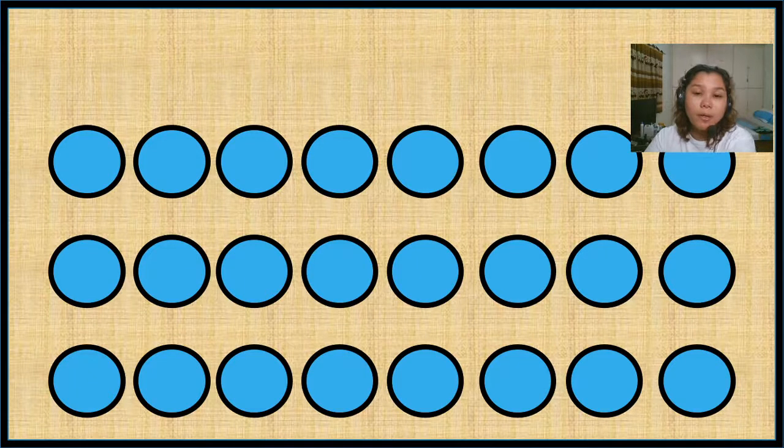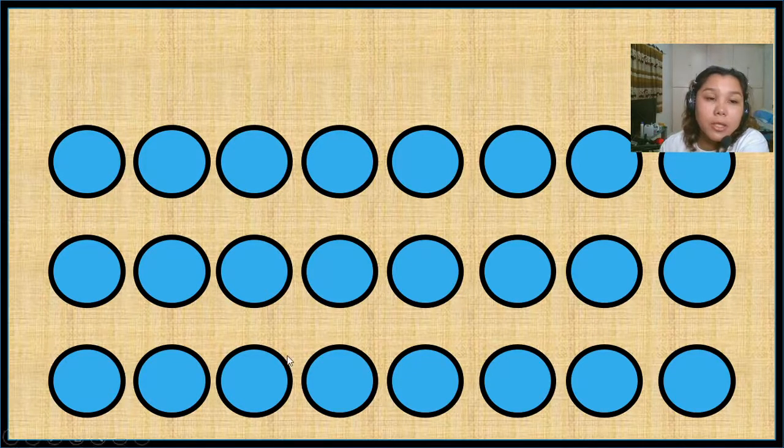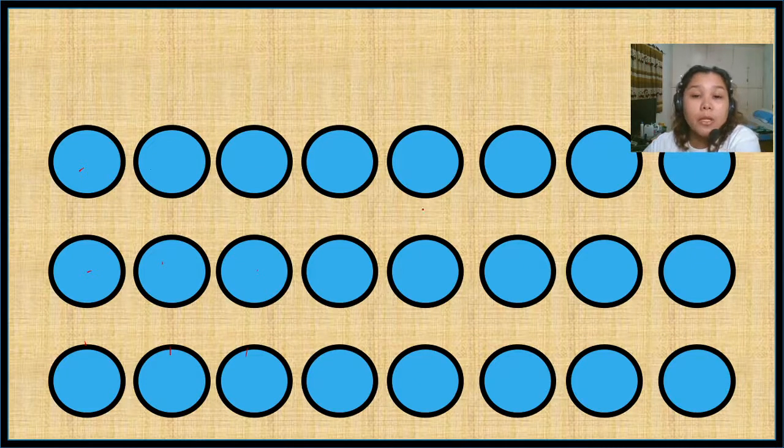Okay, how about for this set of circles? So we're going to find out 1/4 of this. So let's try to count the circles first. Okay, this is 1, 2, 3, 4, 5, 6, 7, 8, 9, 10, 11, 12, 13, 14, 15, 16, 17, 18, 19, 20, 21, 22, 23, 24. So, we are to look for 1/4 of 24.